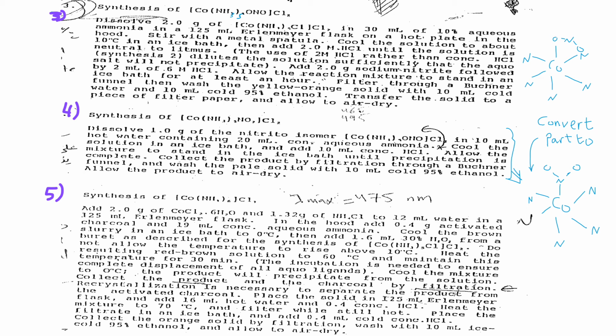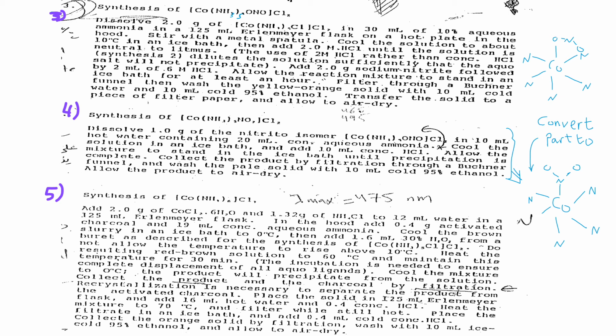You make sure that you have nitrite, sodium nitrite, NO2, and you add HCl. You stir, and in this procedure you prepare the ONO complex, which is reddish in color. You have to make sure, and you keep a little bit for the absorbance, and then you convert this ONO complex number 3 to the NO2 complex by isomerization.